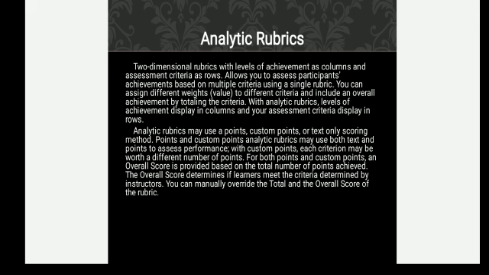Points and custom points analytic rubrics may use both text and points to assess performance. With custom points, each criterion may be worth a different number of points. For both points and custom points, an overall score is provided based on the total number of points achieved. The overall score determines if learners meet the criteria determined by instructors. You can manually override the total and the overall score of the rubric.